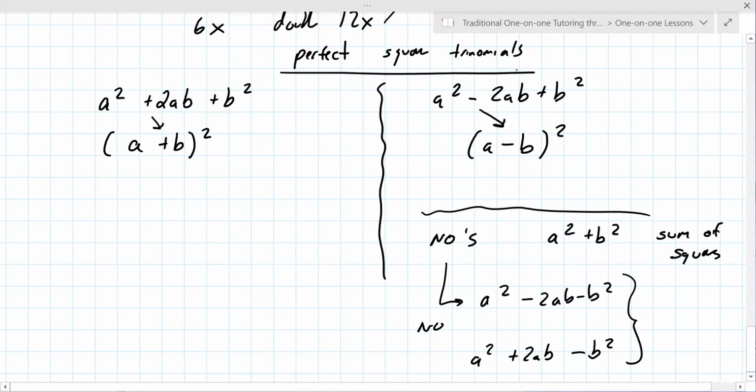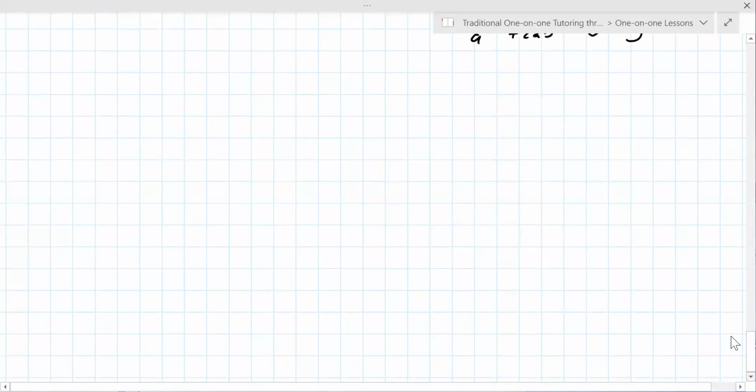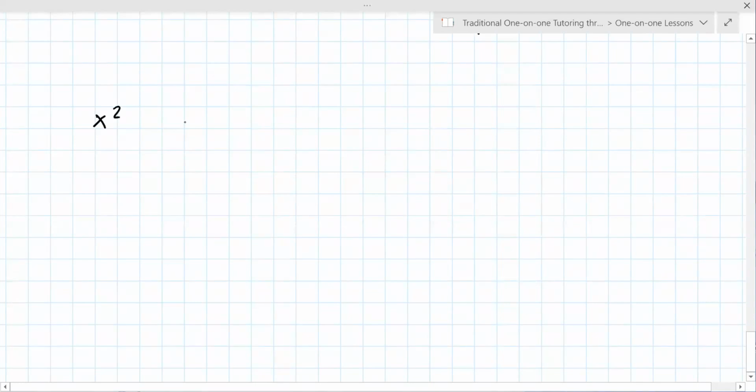So what your instructor will do, I mean, this is probably how the exam question will appear. You'll get something like this: x squared minus 12x plus a, and it'll say, for what value of a makes this a perfect square trinomial.